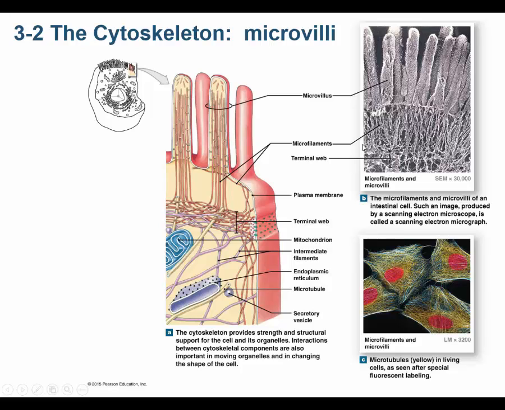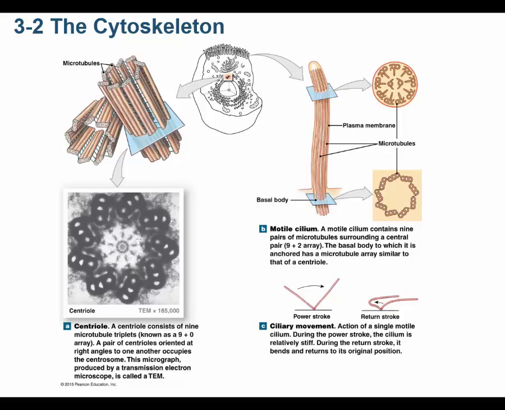The cytoskeleton, especially actin or microfilaments, is involved in making microvilli, and you can see that here. Microvilli, of course, increase surface area for absorptive surfaces. The cytoskeletal elements, namely microtubules, make your cilia.